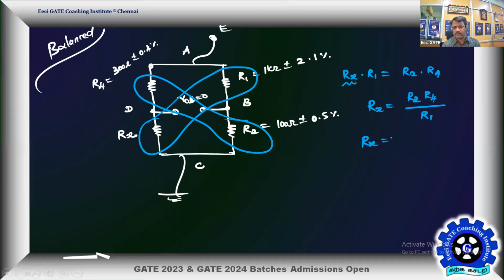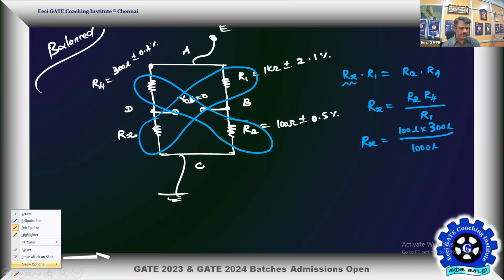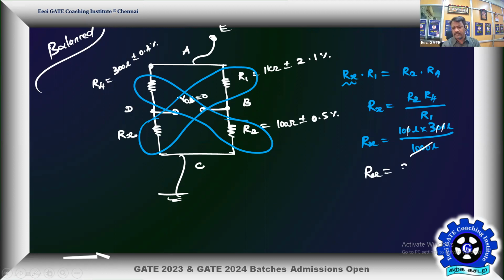So Rx is equal to, what is R2 given? 100 ohms into R4 given 300 ohms, divided by R1 given 1 kilo ohm. Let me take it as 1000 ohms. Ohm square over ohm will get cancelled. So the numerator is going to be 30,000 divided by 1000. Eliminating the necessary zeros, that means Rx is going to be 30 ohms.